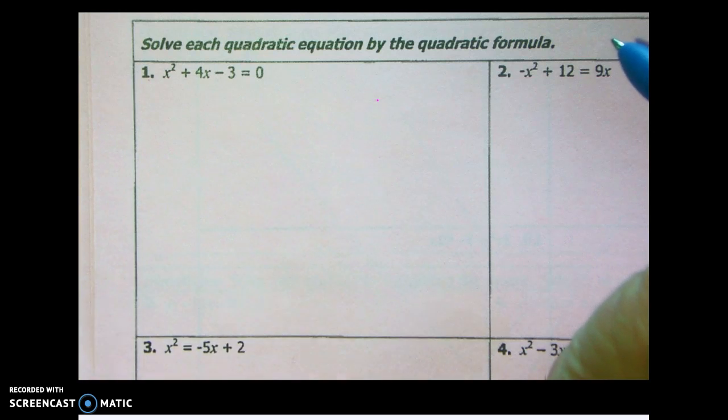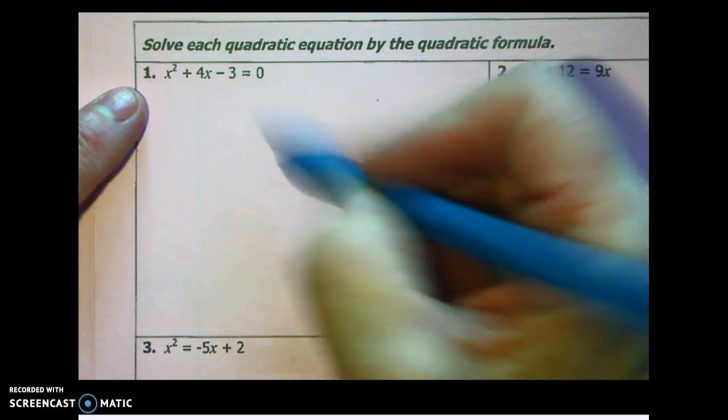So think of it as reducing fractions. We don't leave 8 over 2. We would reduce that to 4. Or 2 over 4. We would reduce that to 1/2. So it's the same sort of thing.